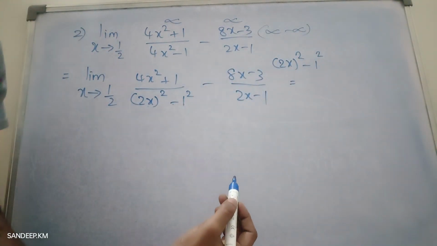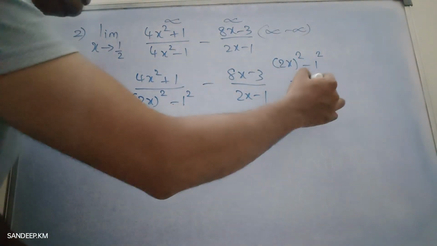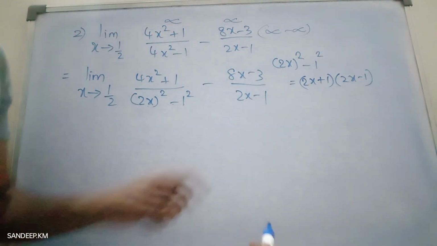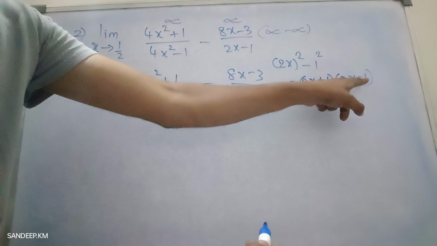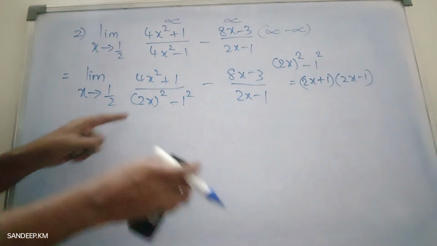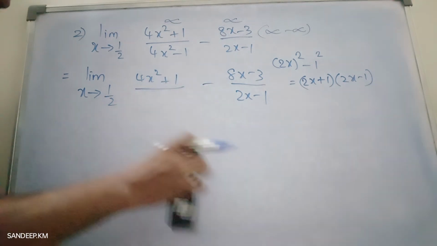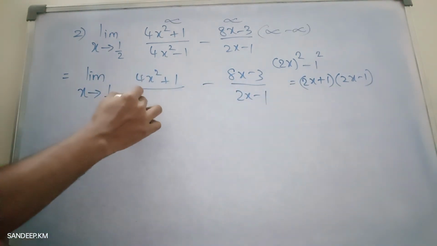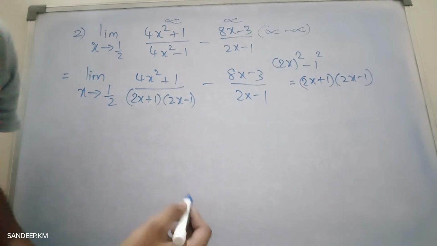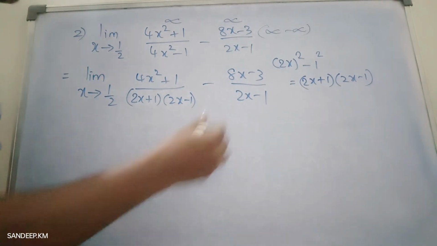Using a square minus b square identity, we can write this as 2x plus 1 into 2x minus 1. A plus b into a minus b. So therefore instead of this, let me write this in the denominator. So instead of 2x square minus 1 square, what I will write is 2x plus 1 into 2x minus 1. Again I need the same denominator, just like the previous question.